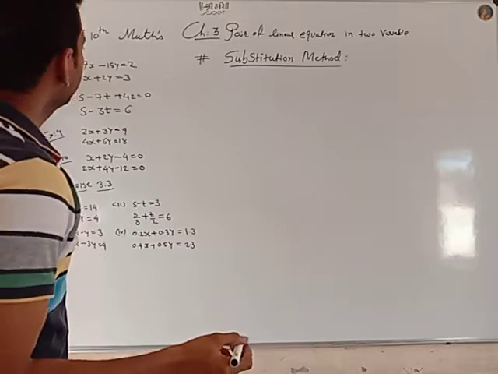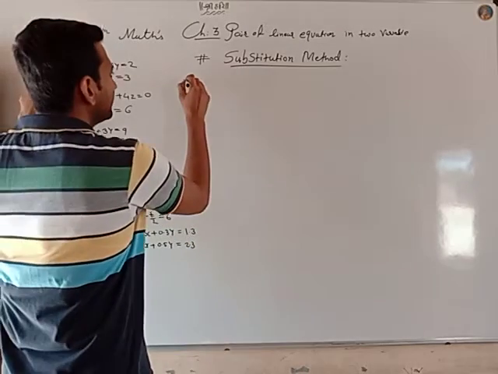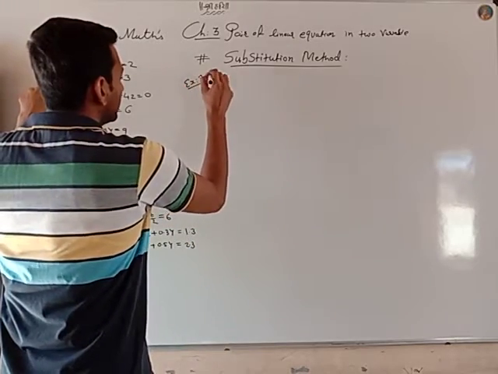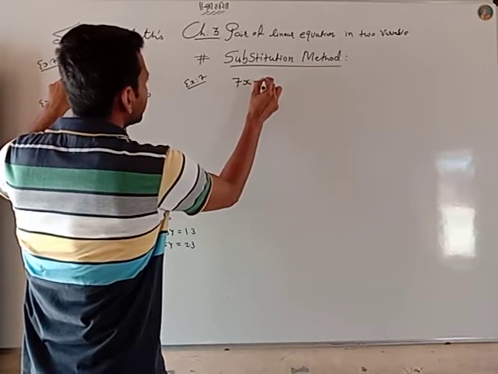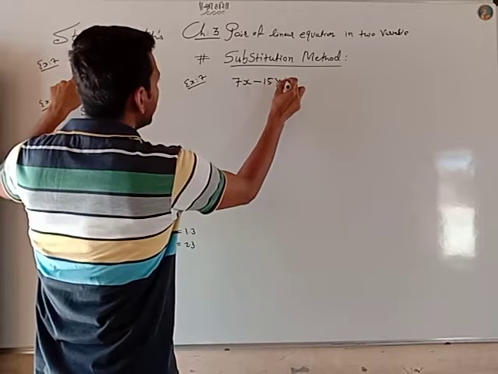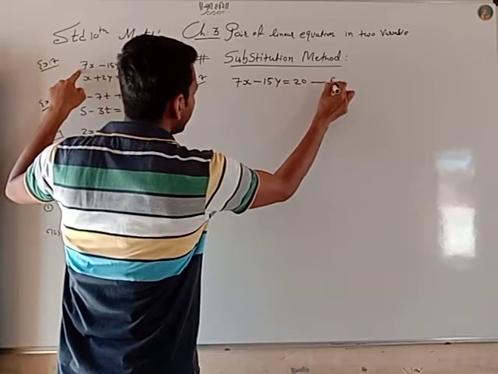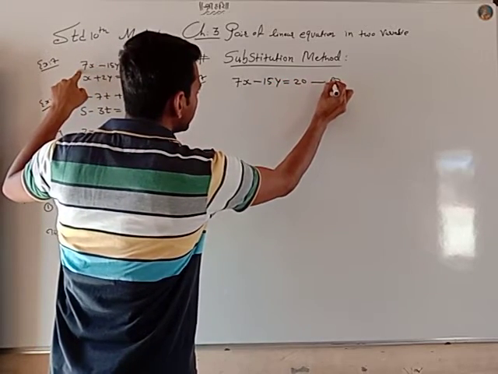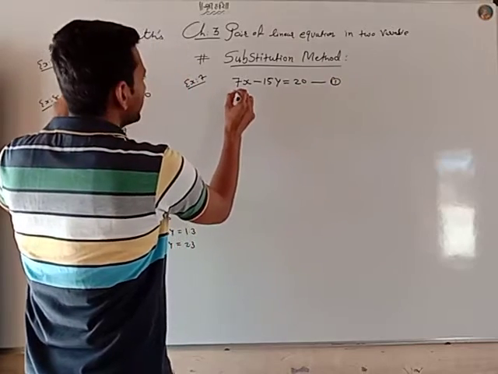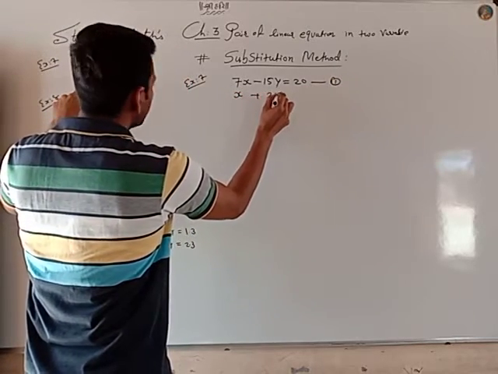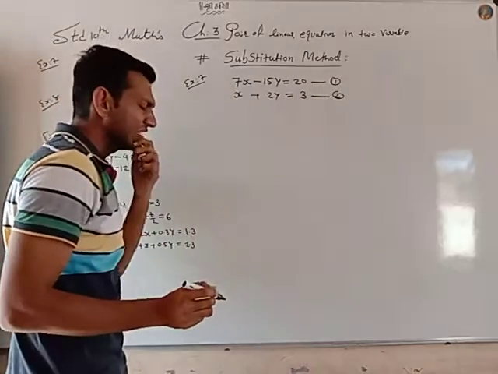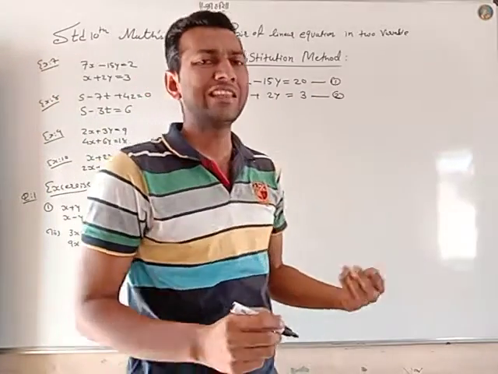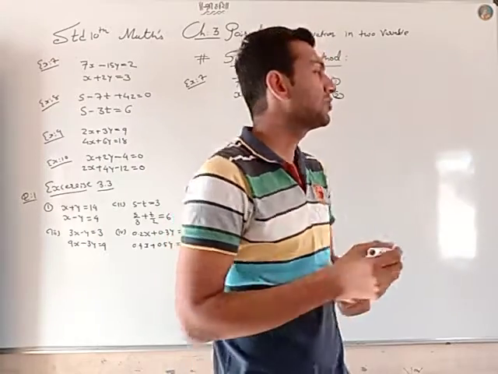Let's start example number 7. The equations are given: 7x minus 15y is equal to 20, equation number 1, and the second equation is x plus 2y is equal to 3. These two equations are given. Solve the equations by the substitution method.